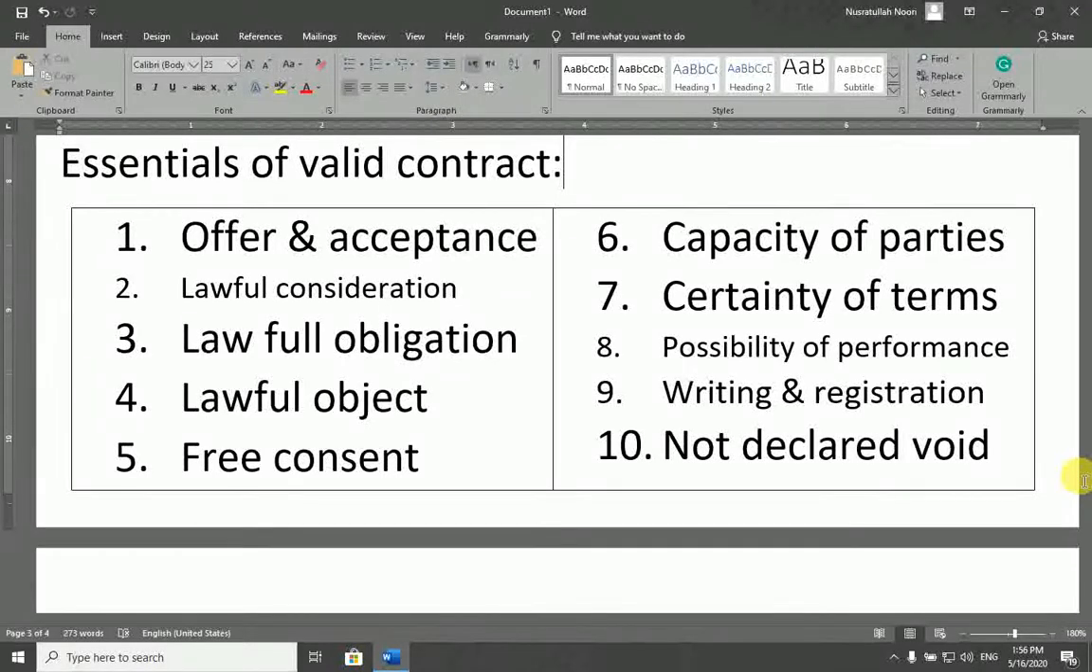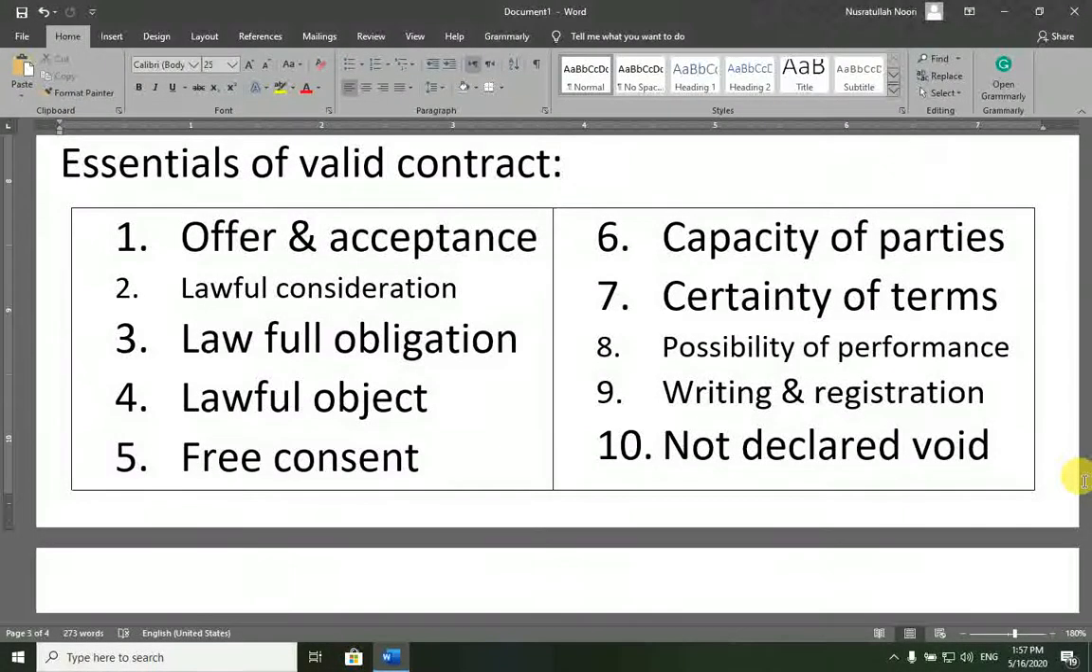So those 10 essentials are offer and acceptance. I have put them in a very logical order. So if you think of these 10 essentials and notice the series of them from 1 to 10, it has connection to one another, and then you can easily learn.